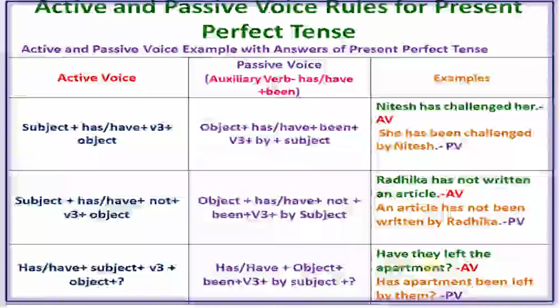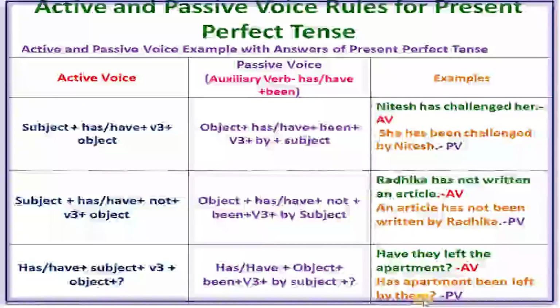And then here the example is: Have they left the apartment? Then here: Has the apartment been left by them? Has the apartment been left by them? This is the example.